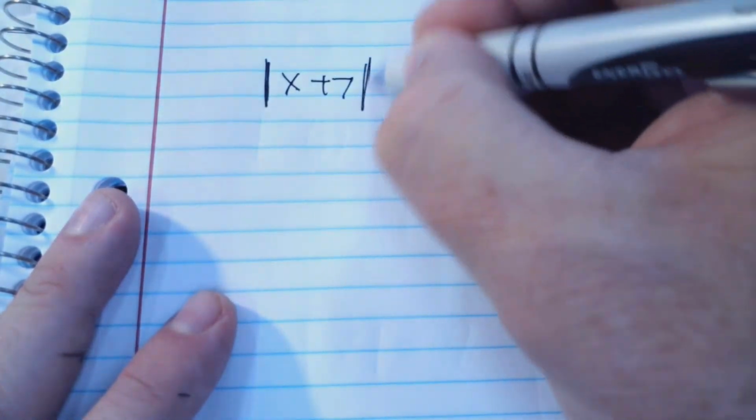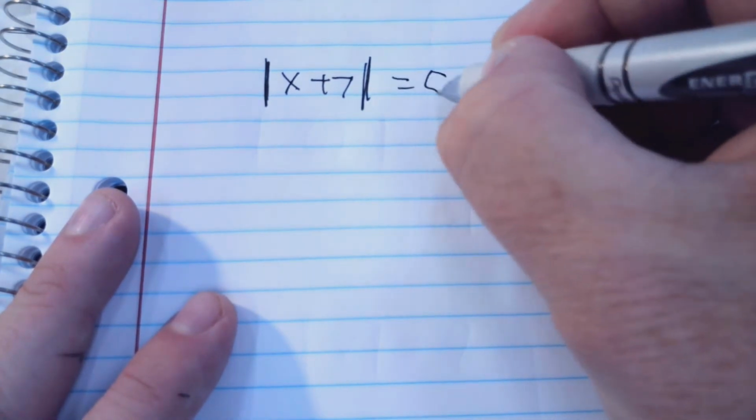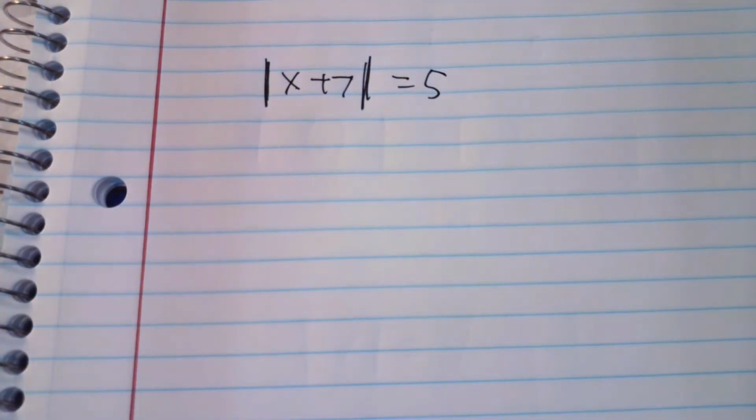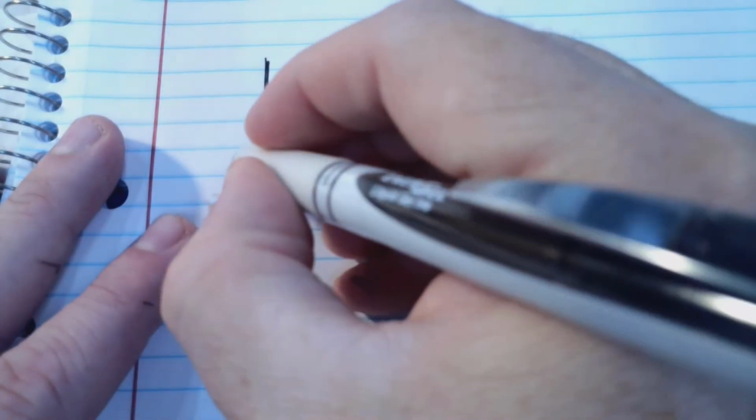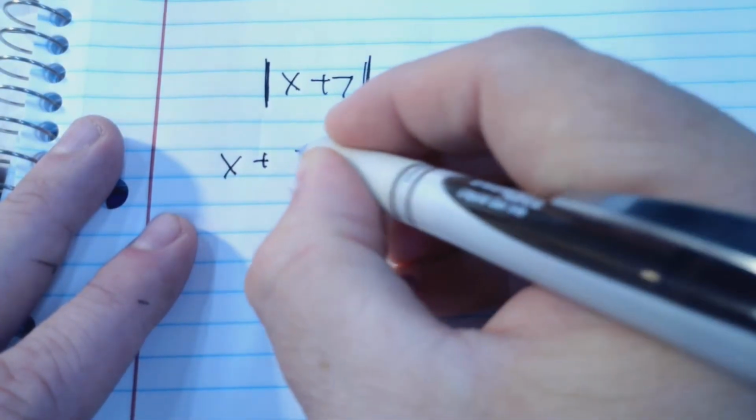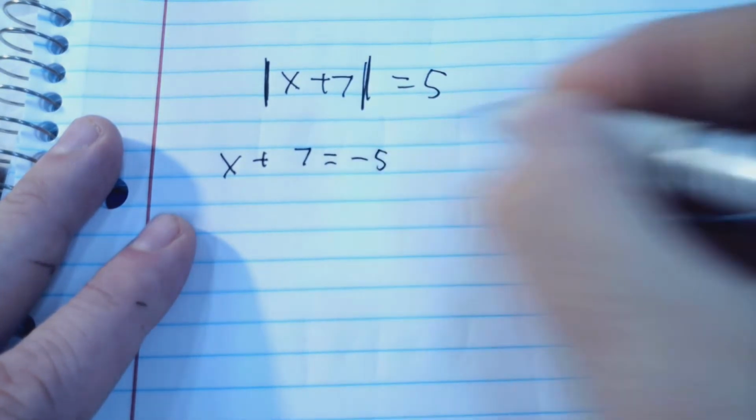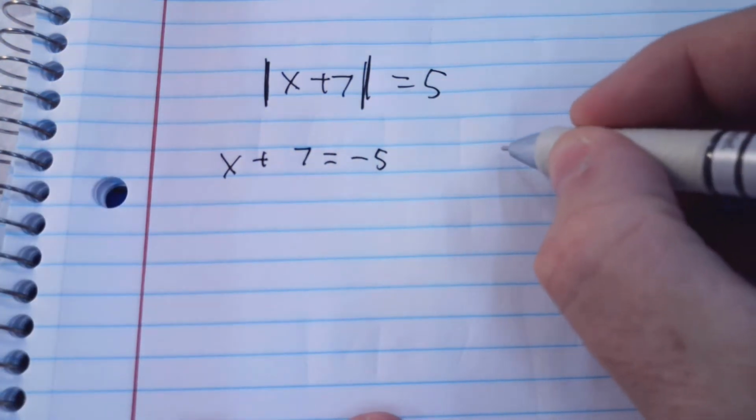Let's look at this right here: x plus 7 equals 5. I need a left answer and a right answer. And this is how I'm going to do it. The easiest way to get two answers is to have two problems. Okay, and so I'm going to come up with a left problem, and I'm going to come up with a right problem.